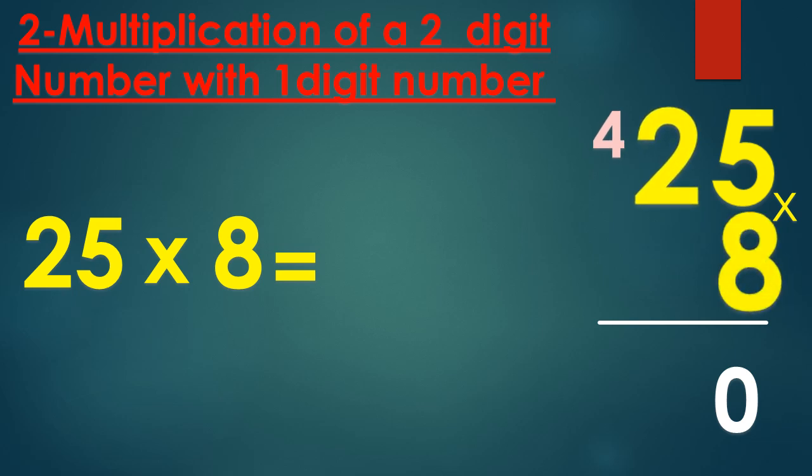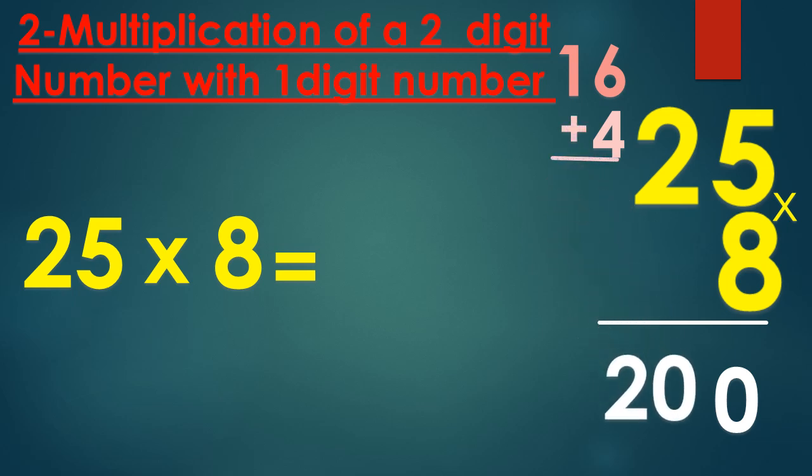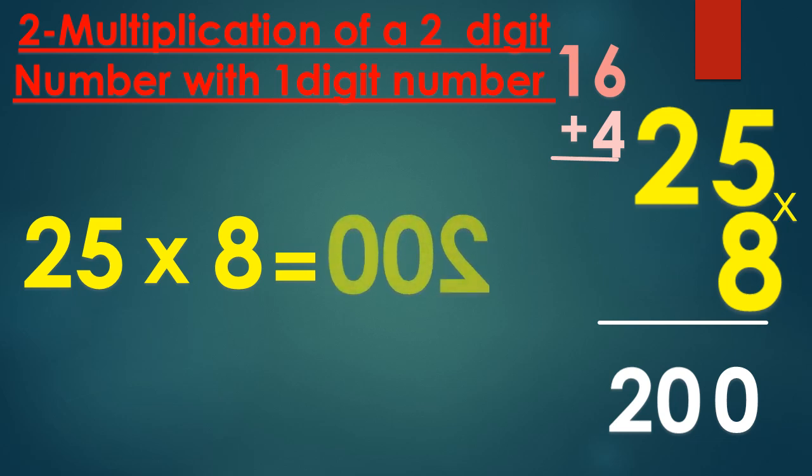Then we multiply the 8 by the 2 equals 16, and we already have a 4. 16 plus 4 is 20. Then we write the 20 down. So the final answer is 200.